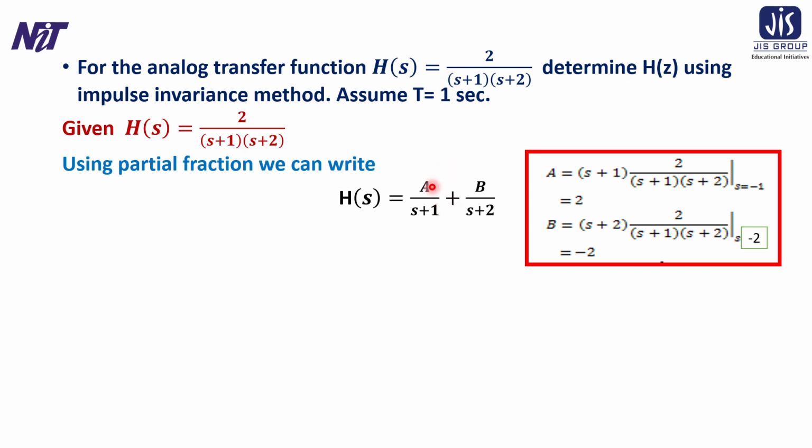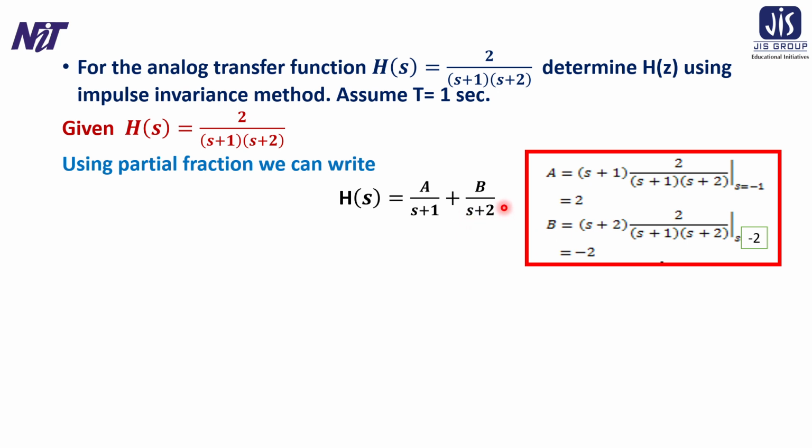For finding the value of A, the denominator of A is s plus 1. So s plus 1 is multiplied with H(s) and we put s plus 1 equals 0, so s equals minus 1. So s plus 1 cancels out. Put minus 1 over here, so that is minus 1 plus 2, that is plus 1. So A becomes 2.